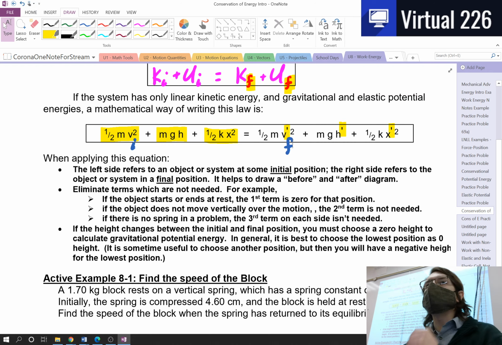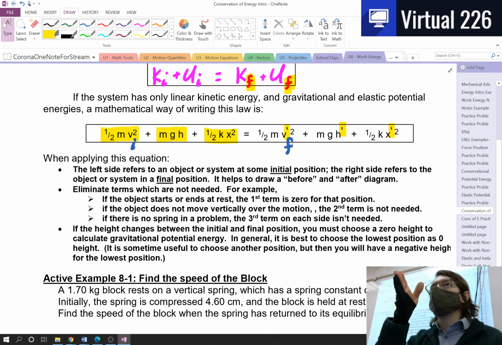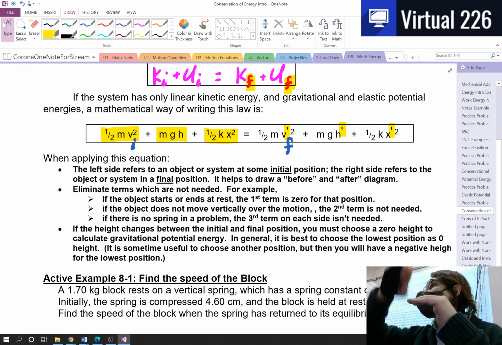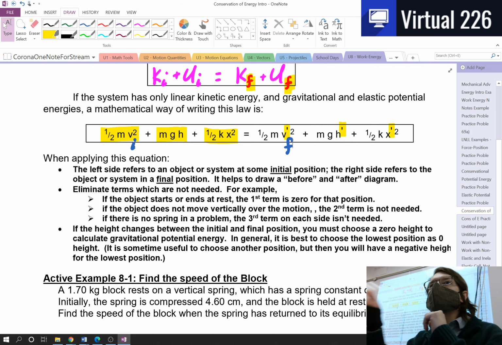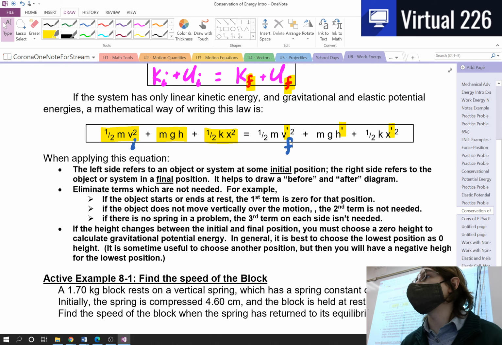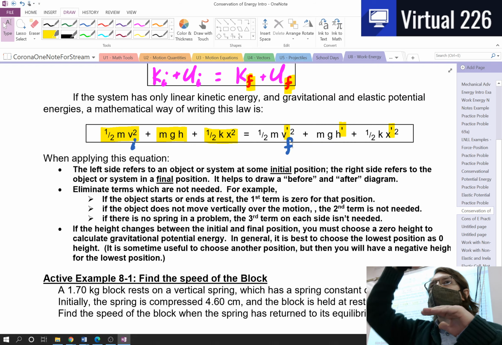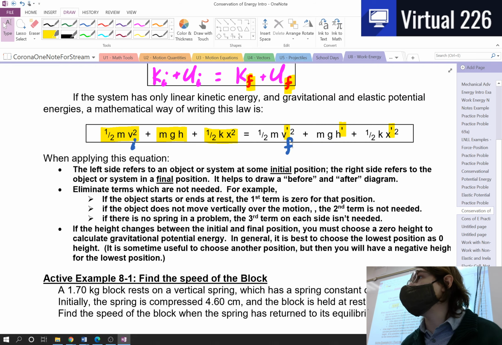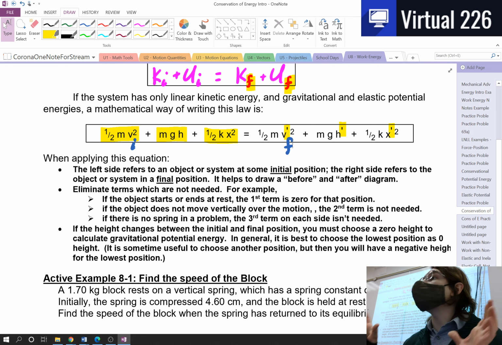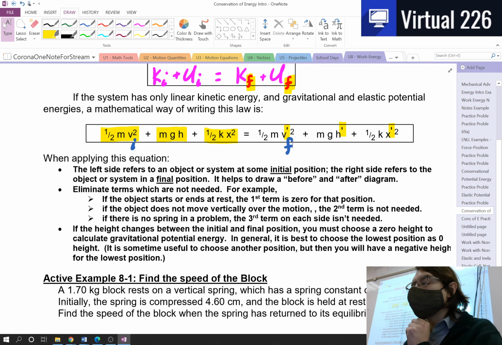If you have an object moving just to the left and the right, well, your gravitational potential energy hasn't changed, has it? Your initial height relative to some reference point is the same as your final height relative to some reference point. So if you're not changing heights, you don't care about the mgh terms. They just wipe out. So even though we do have a lot of things there, we might not be using all of them in every problem. And furthermore, sometimes when we do use something, it might go to 0 anyways.